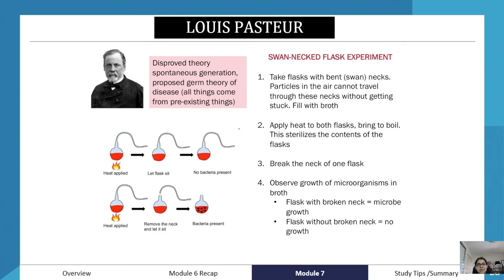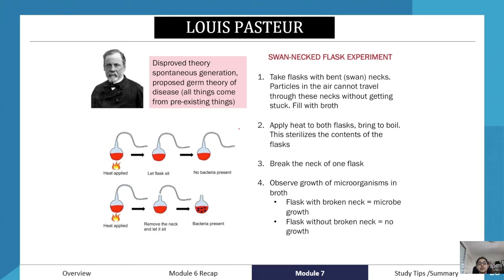It wasn't the same as when the initial scientists who set out on this path were doing their research. So the first scientist that we're looking at is Louis Pasteur, and he is important because he disproved the theory of spontaneous generation.